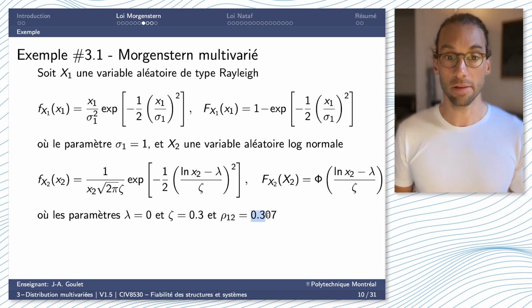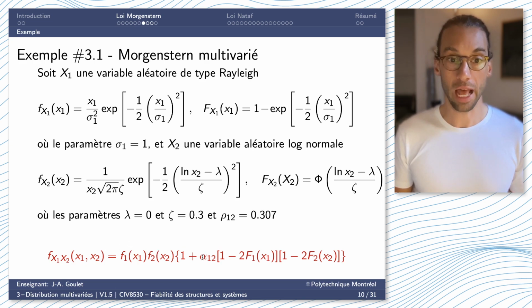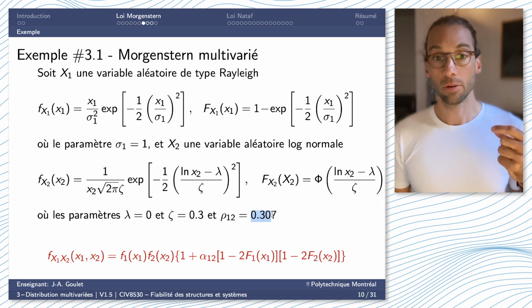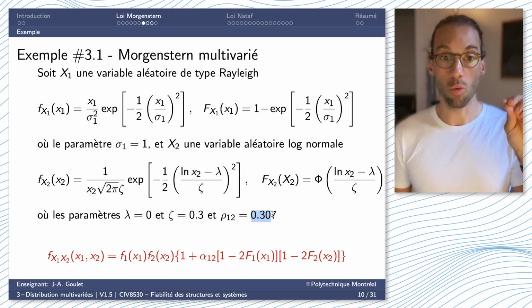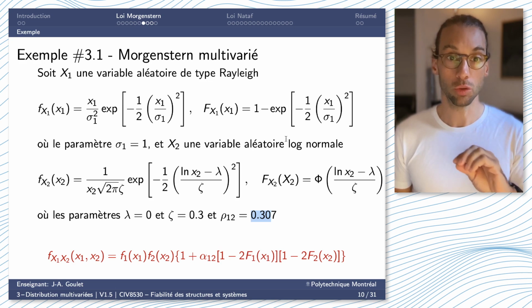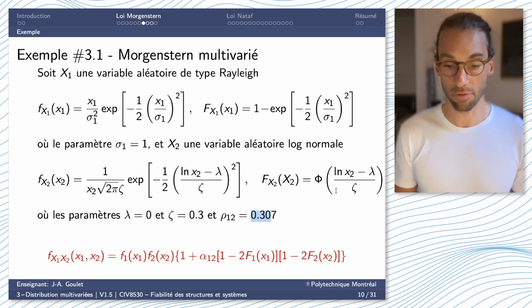We're going to say that my correlation coefficient is 0.307. We model the joint CDF by the product of the marginals times 1 plus alpha 1,2. We still need to find that parameter that controls the dependency from the correlation coefficient; we cannot directly use it. For the Morgenstern distribution, it is rho 1,2 divided by 4 q1 q2. We have a q1 for the lognormal and a q1 for the Rayleigh, which we will come back to. Then times 1 minus 2 times the CDF for x1, times 1 minus 2 times the CDF for x2.